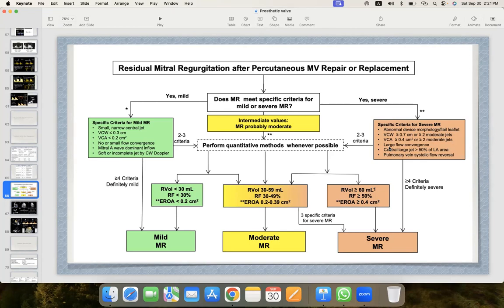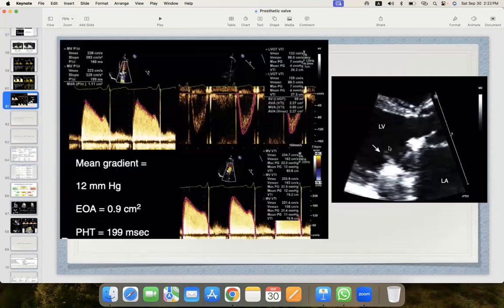And the quantitative method, as I told you, requires the LVOT stroke volume. So you need to calculate the stroke volume, and from the stroke volume of the LVOT, you can calculate the volume of the regurgitation. The way to do this, and this is important: let's say you calculate the LVOT stroke volume and it is 50 ml. When you calculate the stroke volume across the mitral valve, it's really difficult here with the mechanical valve. You don't have a way to measure the annulus very well.